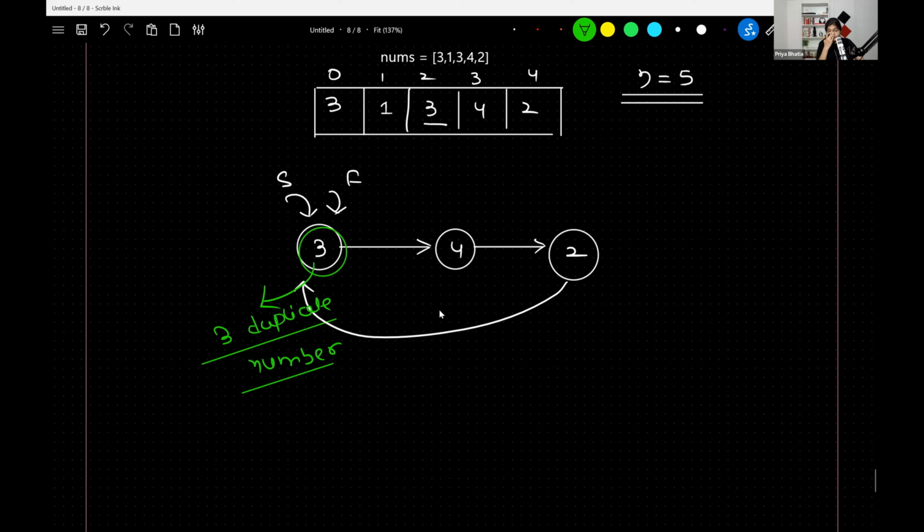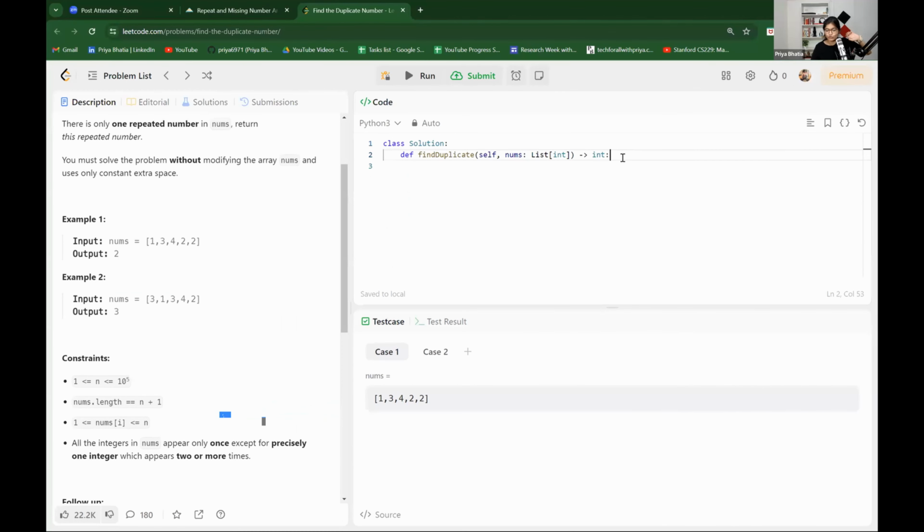So are you able to understand this point, that basically how the duplicacy is happening, how we will be able to get the duplicate number in this particular entire structure? Always remember, if you have a duplicate number, then a cycle is there in my list. And this is how the cycle will be created. This is the meaning of a cycle, that you are starting from somewhere and again you're going back to that particular number.